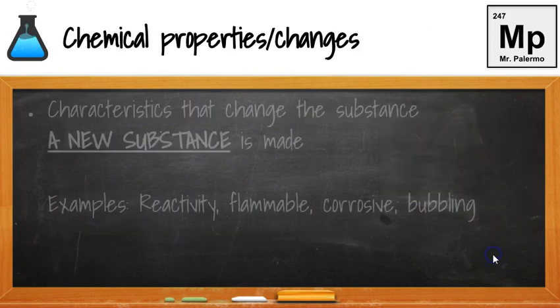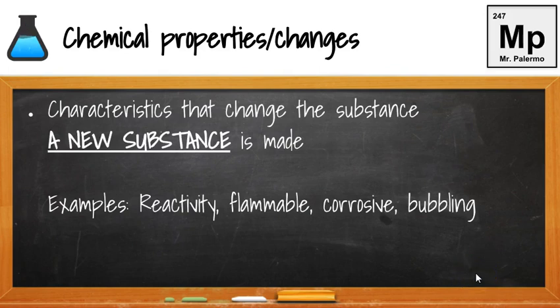Chemical properties or changes. These are characteristics that change the substance. So a new substance is being made. And some examples are reactivity, if something's reacting. Flammable, if we're burning it. Corrosive, oxidizing, another word. Bubbling. These are all examples of chemical properties and or changes.